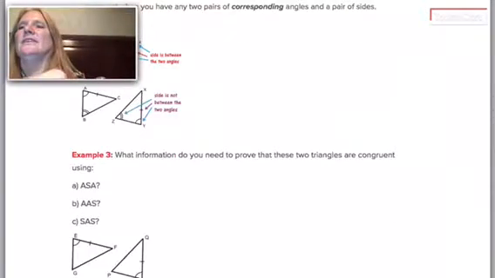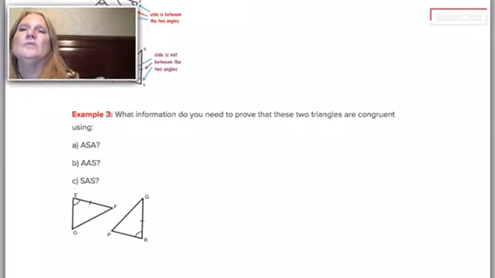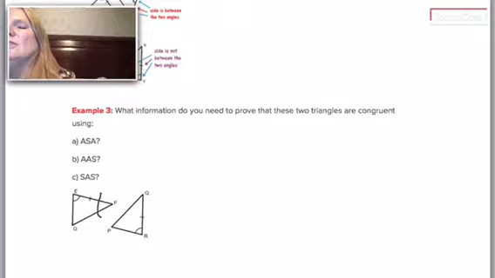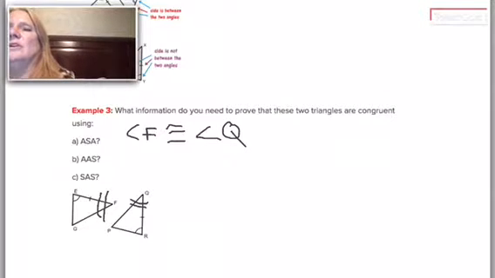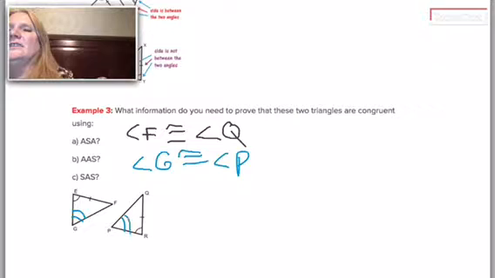Alright, let's see example 3. What information do you need to prove that these two triangles are congruent? Well, to prove it by angle side angle, we have an angle and a side, so we would need another angle, and it would have to be this one. And over here it would have to be this one. So we would have to have angle F congruent to angle Q. Or if we want to prove it by angle angle side, then we need something different. We'd have to have this angle, so angle G congruent to angle P, and that gives us angle, angle, side.